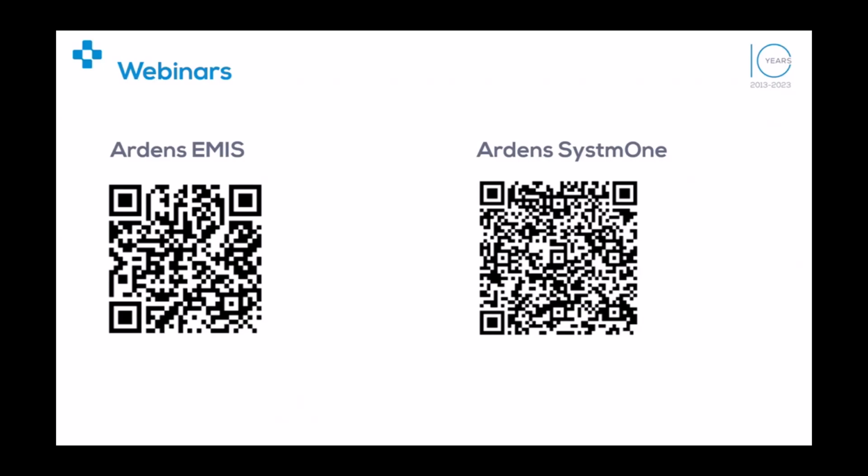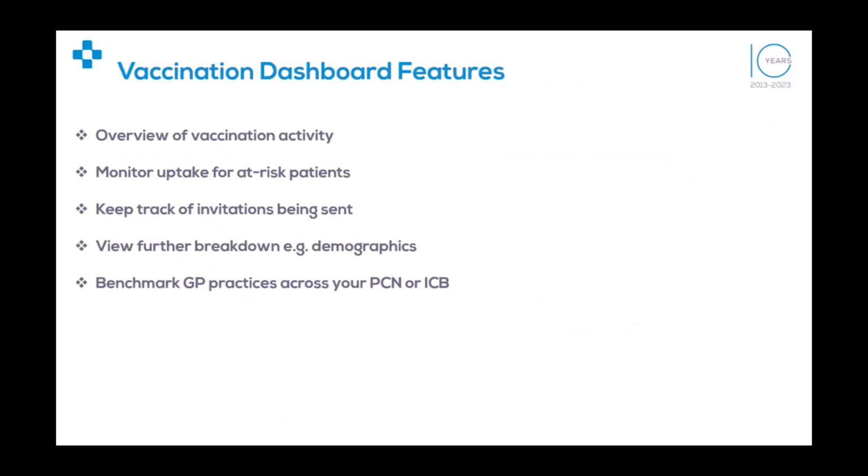Okay. So just moving on then, like I mentioned, we're going to be focusing on the dashboard, and there's so many different features to help you with planning and monitoring for different areas. So for vaccinations, we're going to be looking at the overview of your vaccination activity. I'm going to show you how you can monitor uptake for your at-risk patients, particularly if you want to prioritise certain cohorts of patients. I'm going to show you how you can keep track of your invitations that are being sent. You've probably been doing a lot of that work in the past month or so.